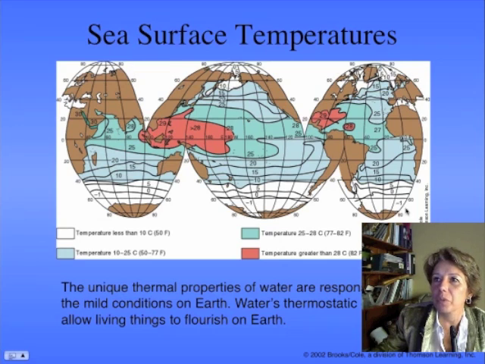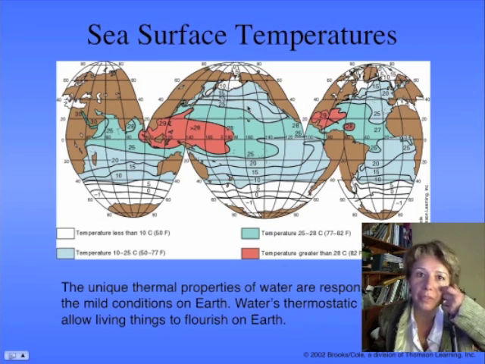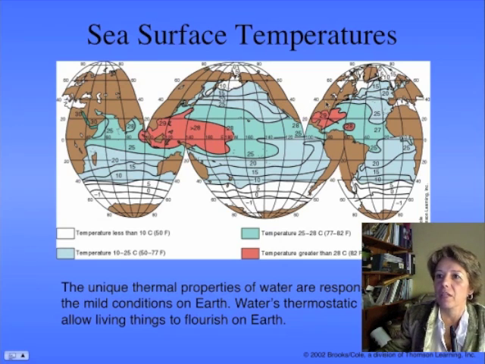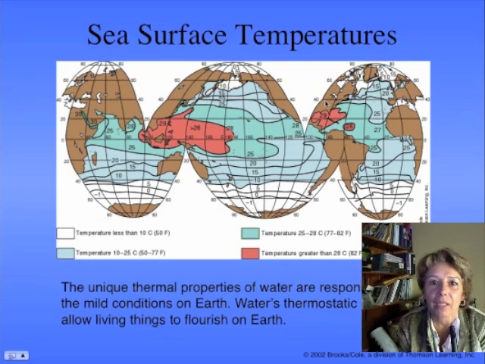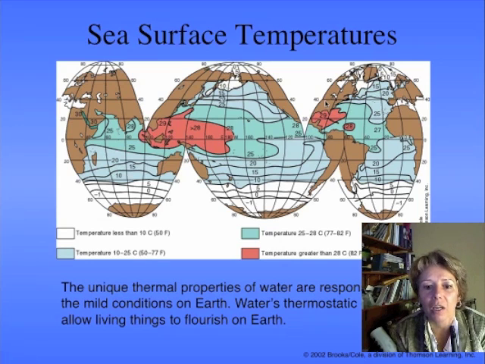The polar area is colder, around between 0 and 5 degrees or so. And then the temperate area where we are is about 15 to 20 degrees, so average 17 degrees. And these are sea surface temperatures.